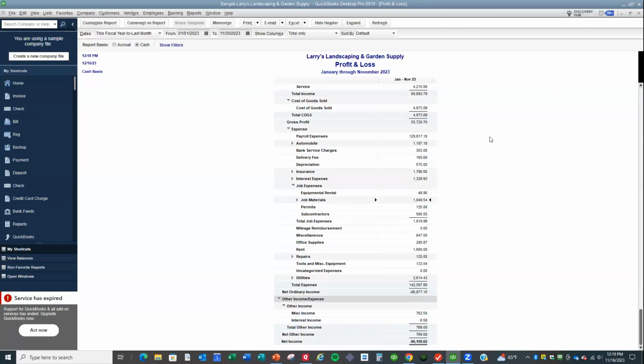As far as the profit and loss, we'll get into customization in a little bit, but I want to review the reports first. That's pretty much it for the profit and loss, unless anybody's got a question.